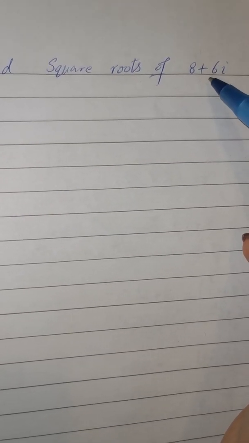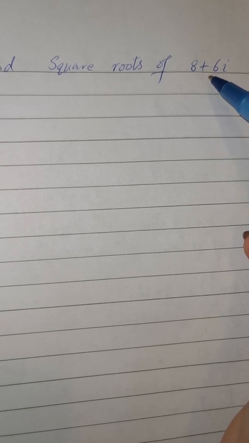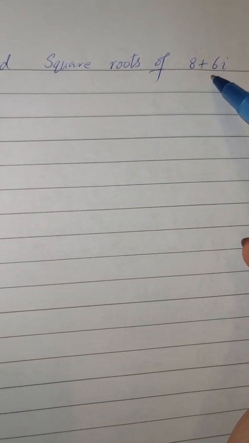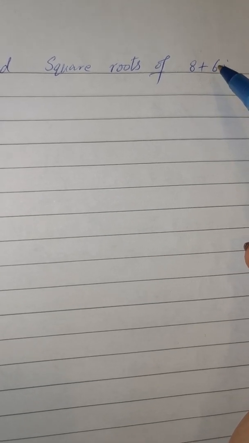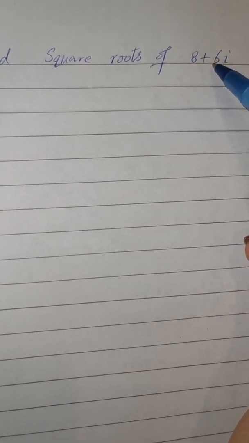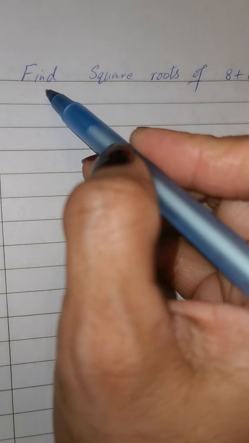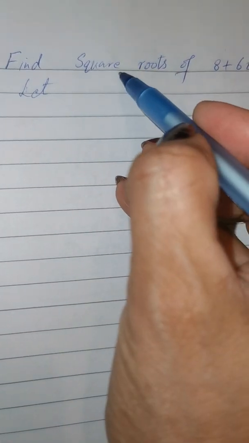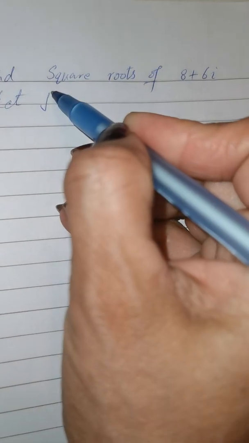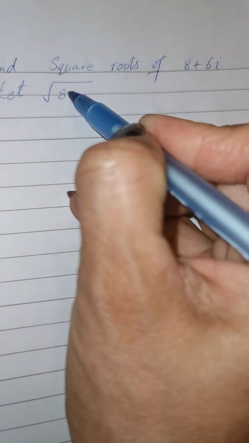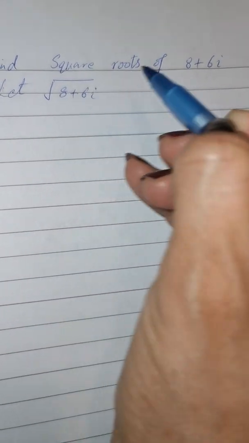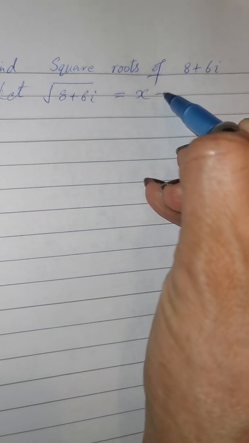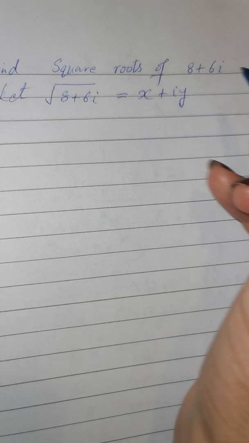But when we are solving the complex number, then always remember whatever we are going to suppose, it will be a complex number. So I will take the square root of 8 plus 6 iota as given, but I will suppose that it is equal to x plus iota y.